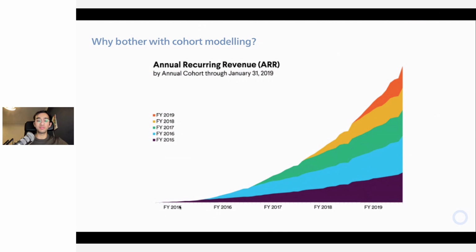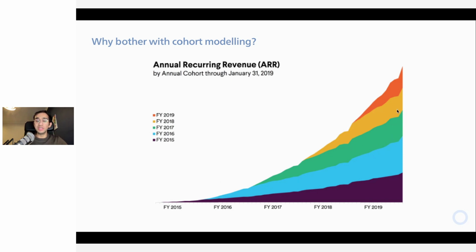In the case of Slack, for example, the amount of money that a user is paying Slack is increasing over time. To model that in, you have to track that user cohort separately. So that's why we should bother with cohort modeling. It's to really understand at a greater level of detail what's going on in our business.